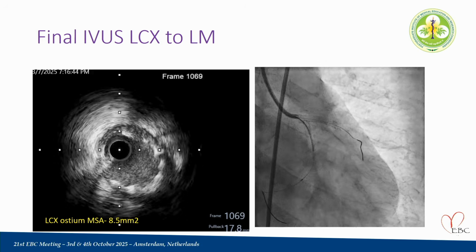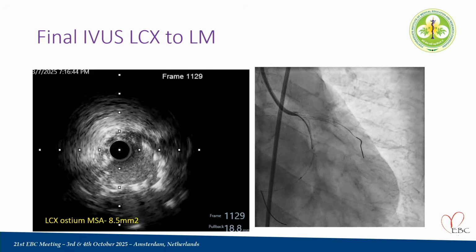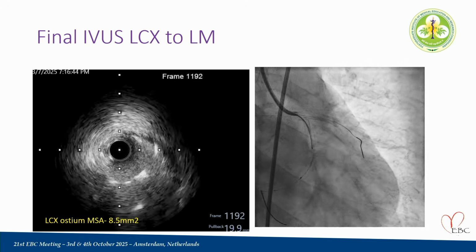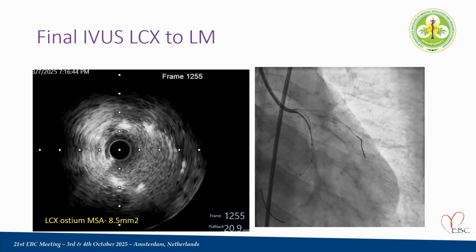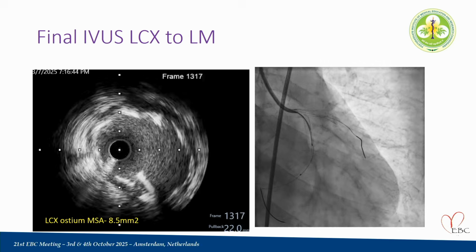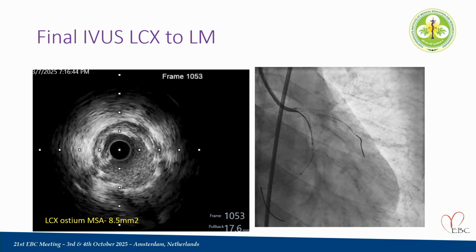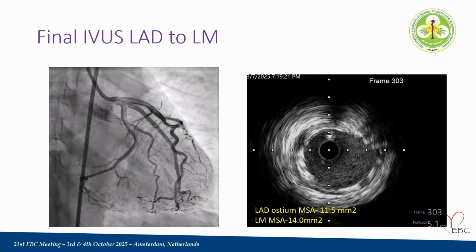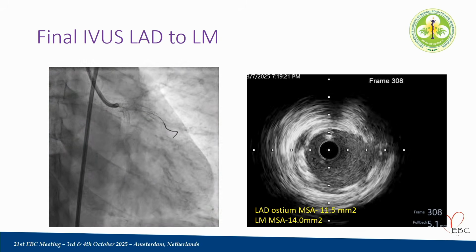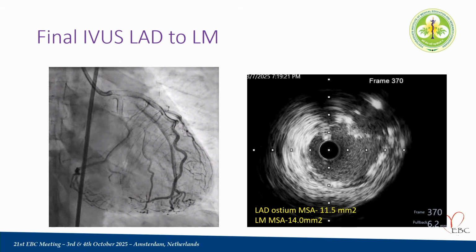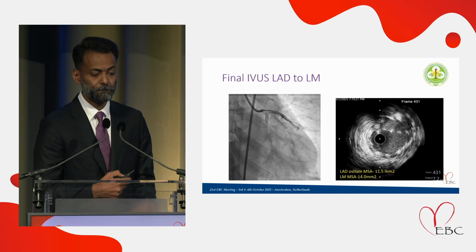And this is the IVUS after doing the circumflex culotte into the left main. We see a very short neocarina, and then we have the wire entering into the left main. We had acceptable area in the circumflex of 8.5 millimeter square, and a very acceptable area in the LAD of about 11.5 with the left main MSA of 14 mm square.